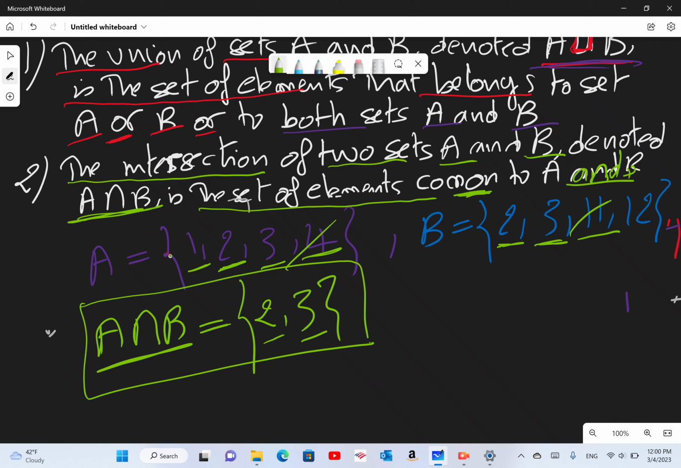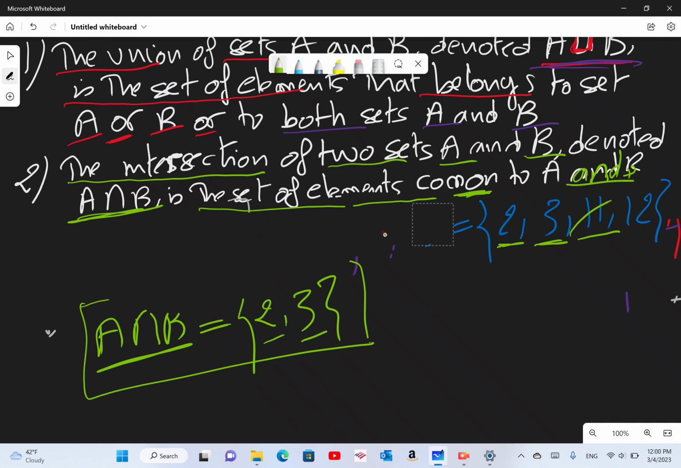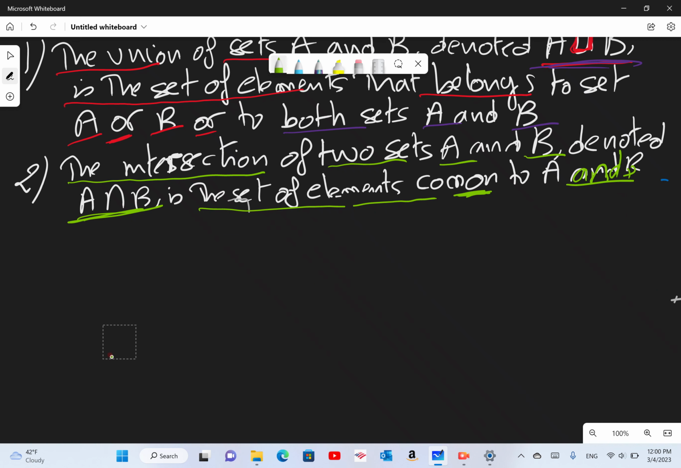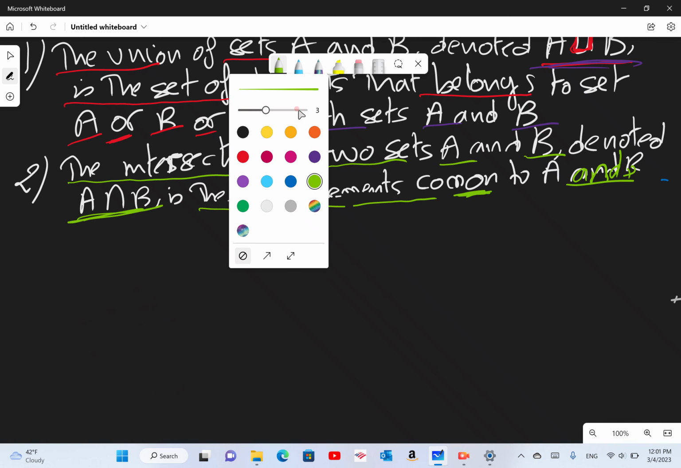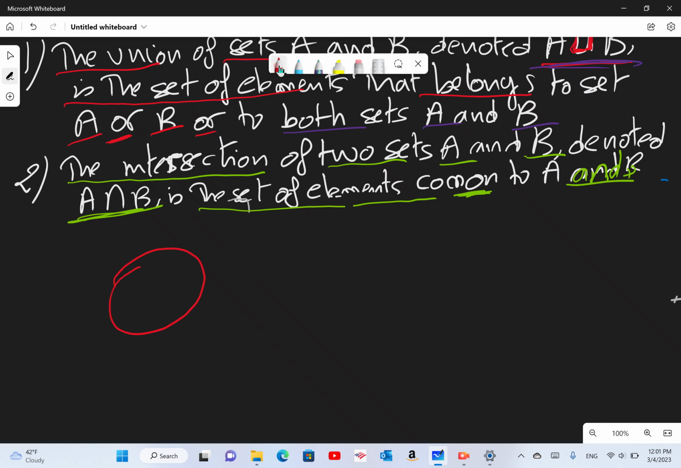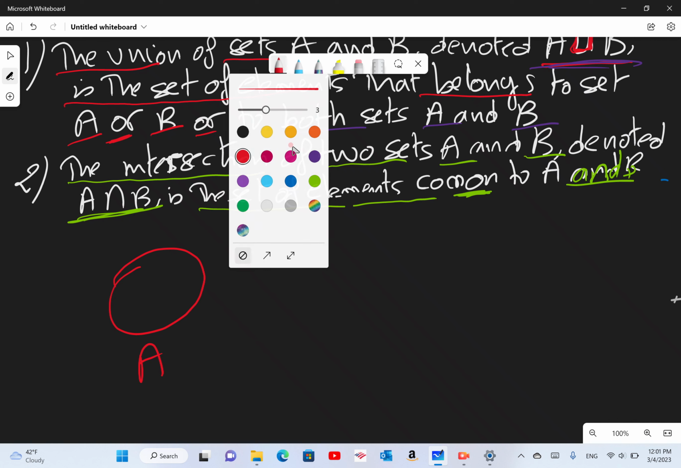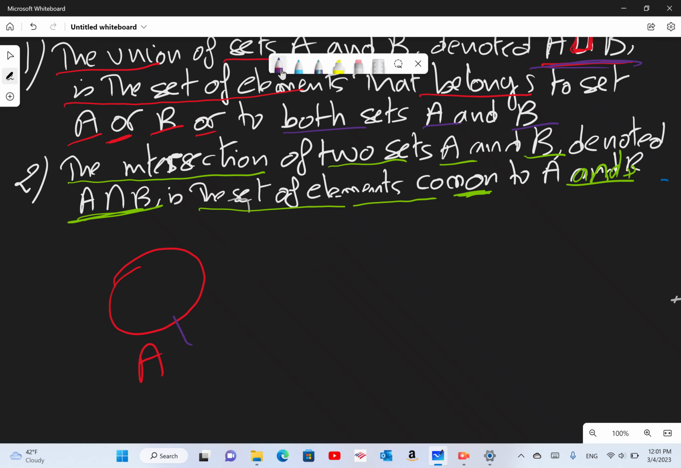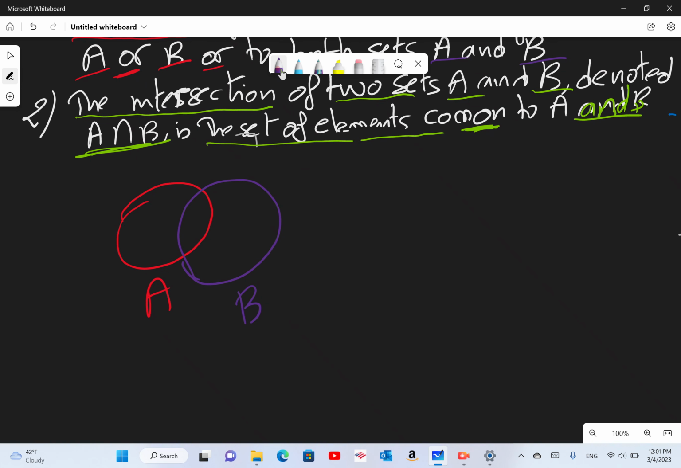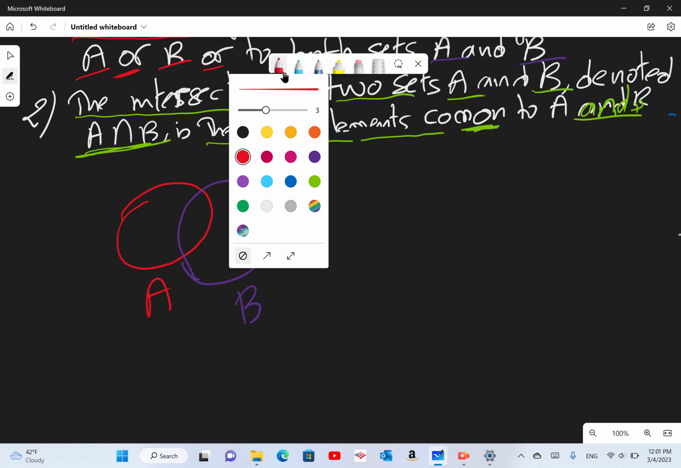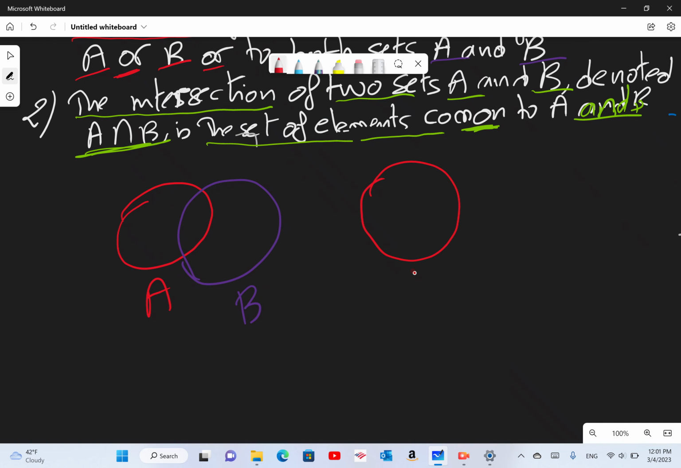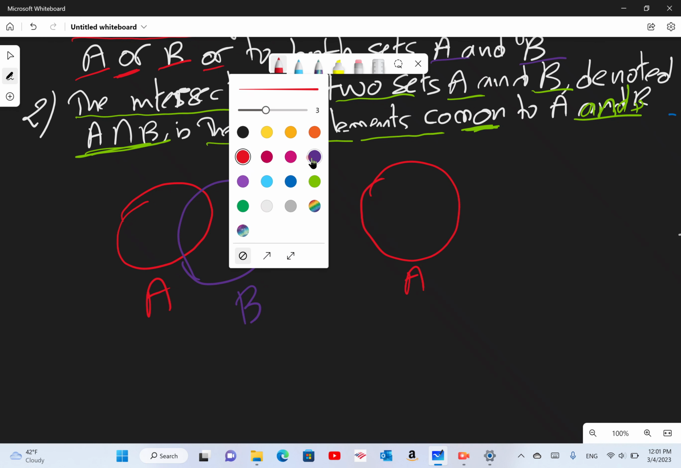But let's give you a more visual representation of the union and the intersection, so you can understand it more. So let's say this is my set A, and let's say this is my set B. And let's do the same thing again here. So let's say this is my set A, and this is my set B.